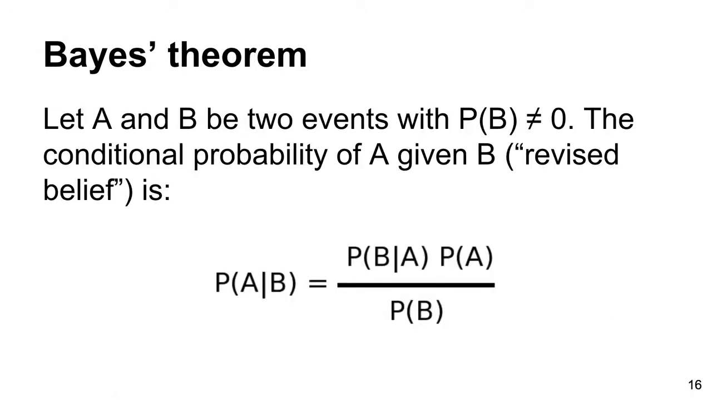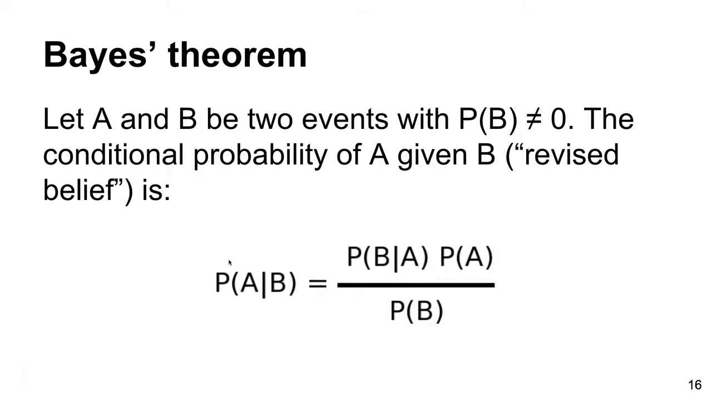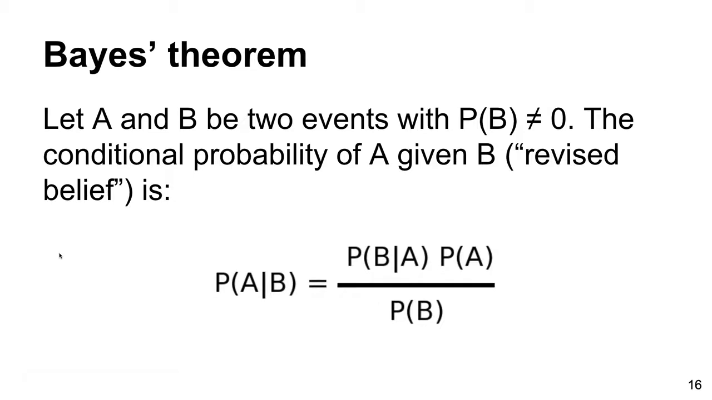So here's my formula for Bayes' theorem. Let A and B be two events. The conditional probability of A given B is given by that formula. So if we know the probability of B given A and those two marginal probabilities on the right there, probability of A and the probability of B, then we can calculate the probability of A given B. This is Bayes' formula right here. A bit complicated, but I want to show you how we use it in practice.